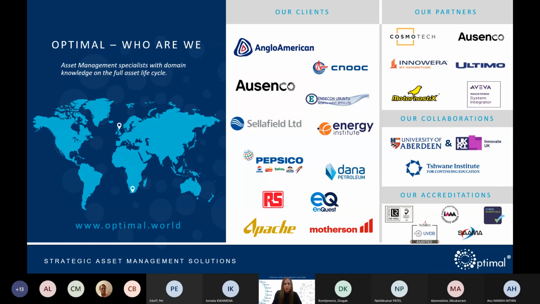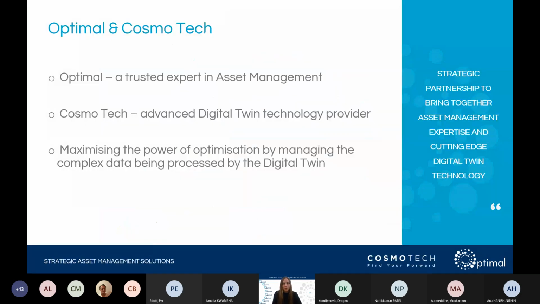Moving on from there, let's talk about partnerships. So partnerships for us are a key element of our business model and provide us with access to cutting edge yet proven technologies. Cosmo Tech being one of these partnerships. Cosmo Tech are a digital twin technology provider, and we joined forces last year. Cosmo Tech have established themselves as a global reference in the modeling, simulation, and optimization of industrial systems.